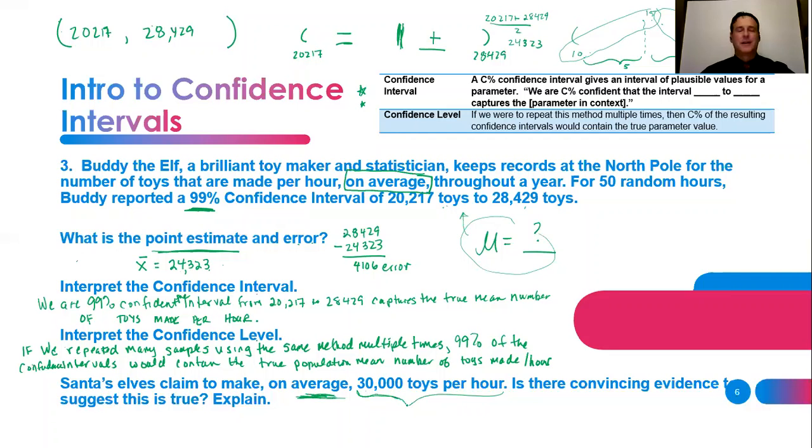Now, in order to answer this question, you have to look at the information before it and try to make sense of it. If I tell you from the second question here, for part 3, I'm putting a little star by it, that we are 99% sure, that's almost 100%. We're almost completely certain that the average has to be between 20,217 and 28,429. Does 30,000 seem to fit between those two? And the answer is no. 30,000 toys per hour is not within the confidence interval.